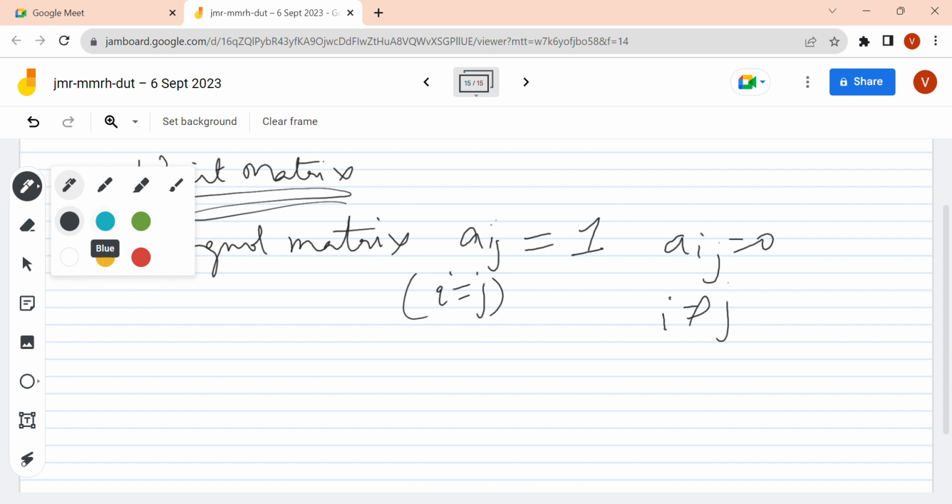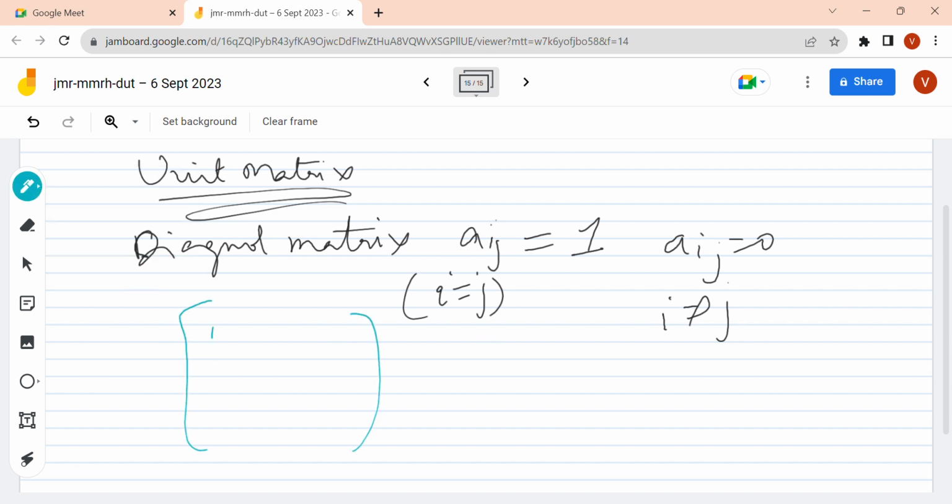That means you will be getting 1 1 1 1 and so on, remaining are zeros, all are zeros. So you will be having such kind of matrix. What is your scalar matrix?